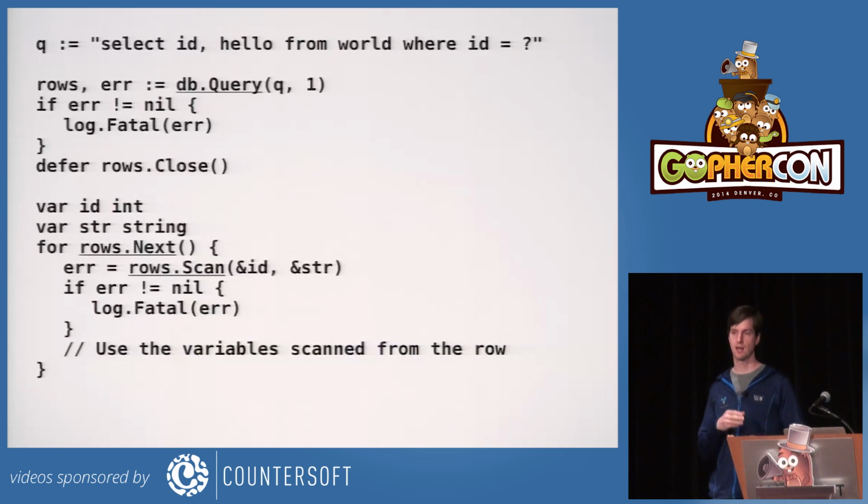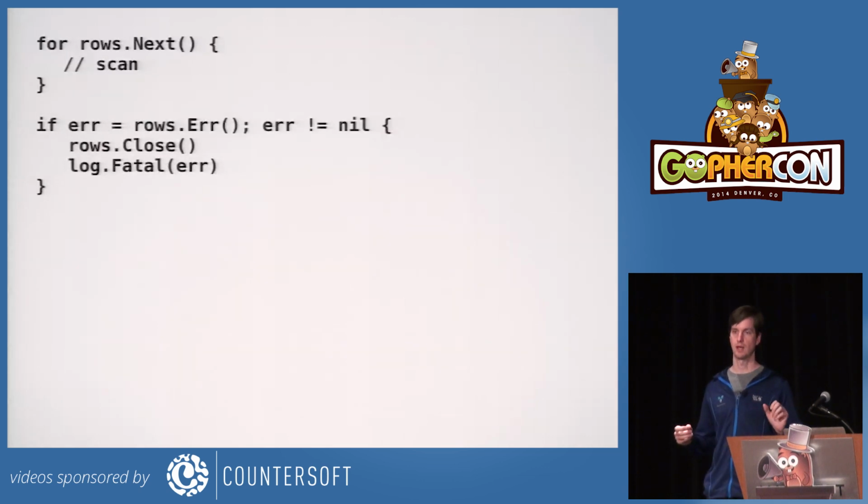Instead, you use rows.Next, and it will return false if there's an error or if it hits the end of file, and you exit off the end of the for loop. So you have to call Next to advance the cursor to the beginning of the first row. And then you use Scan to scan the values out of the row and copy them into destination values, which have to be interfaces or pointers. So hopefully that's clear.